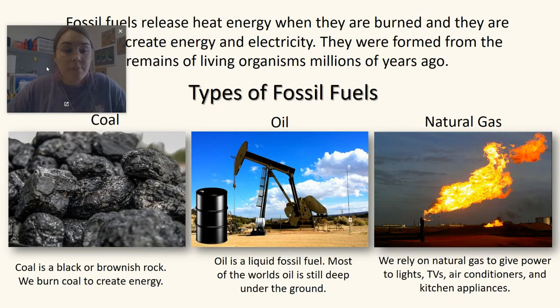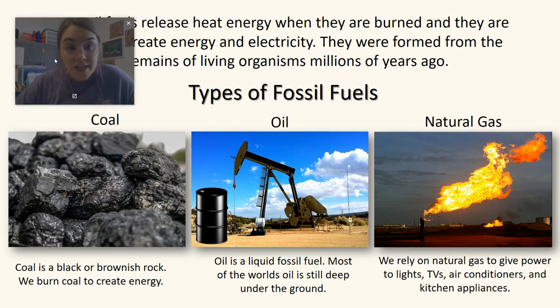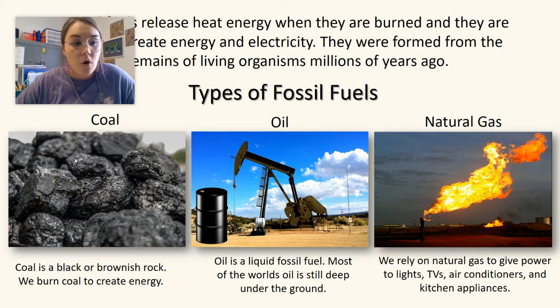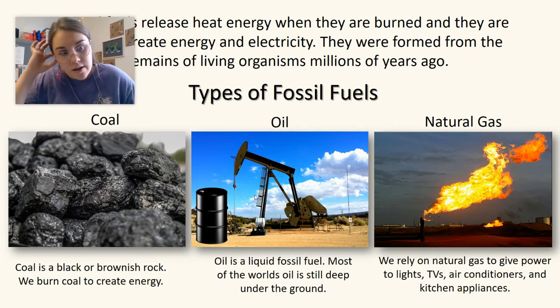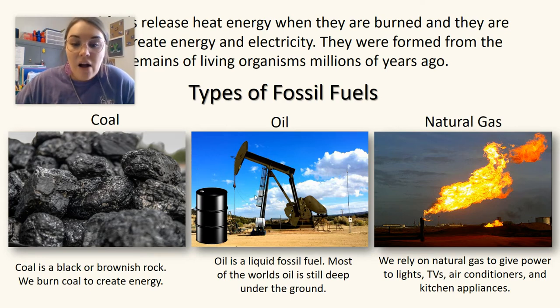So fossil fuels release heat energy, which is burned and used to create energy and electricity. So this is coal right here. It's a black brownish rock. This is oil. You might have seen those when you're traveling through Texas. There's a ton of those. I see them all the time when I go toward New Mexico and Colorado, on my way there.